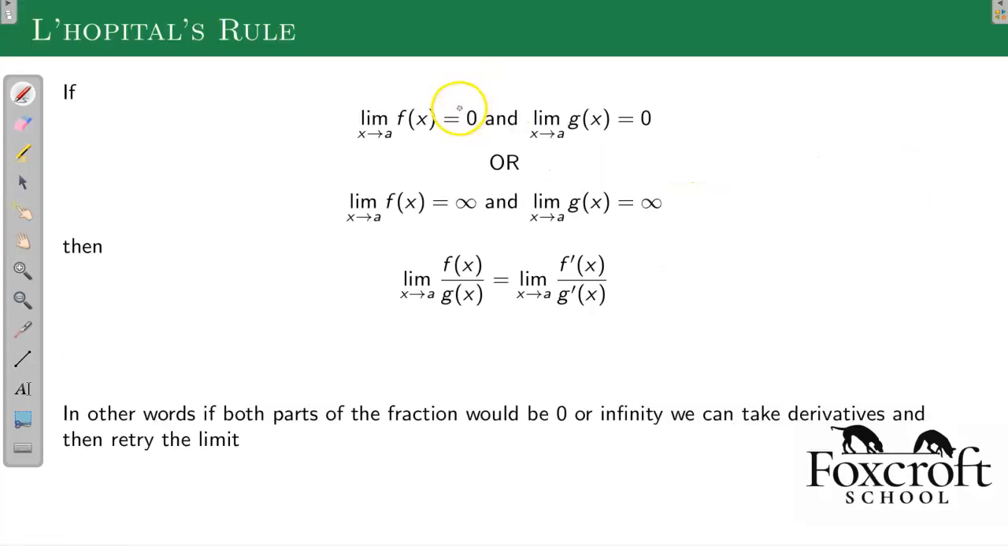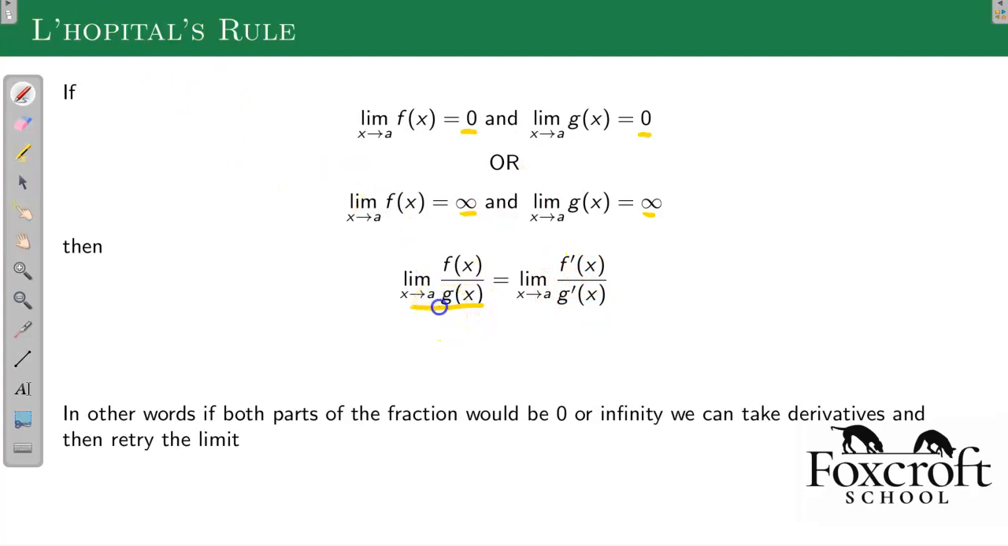So here's what L'Hopital's rule says. I'm trying to find the limit of a fraction, f of x over g of x. If either of these things happen, I can do L'Hopital's rule. If the limit of the top is 0 and the limit of the bottom is 0, that's option 1, or both limits are infinity. So either they're both 0 or they're both the complete opposite, infinity. Then instead of taking the limit of these functions, I can find the limits of their derivatives.